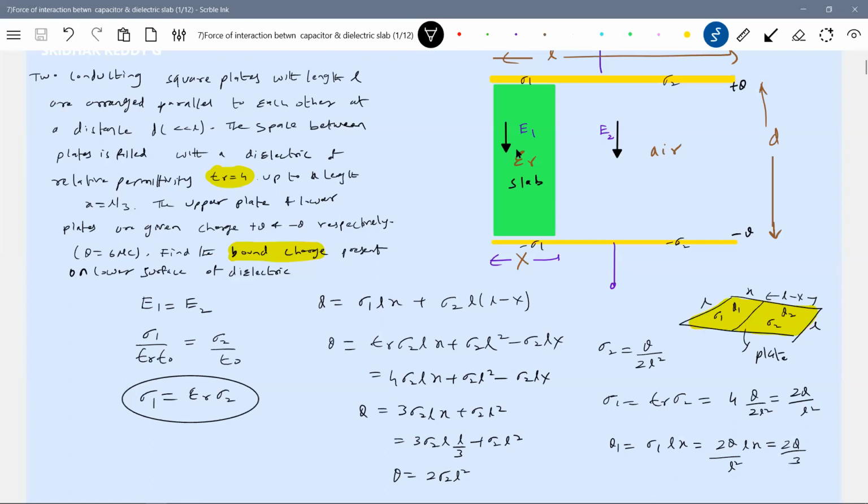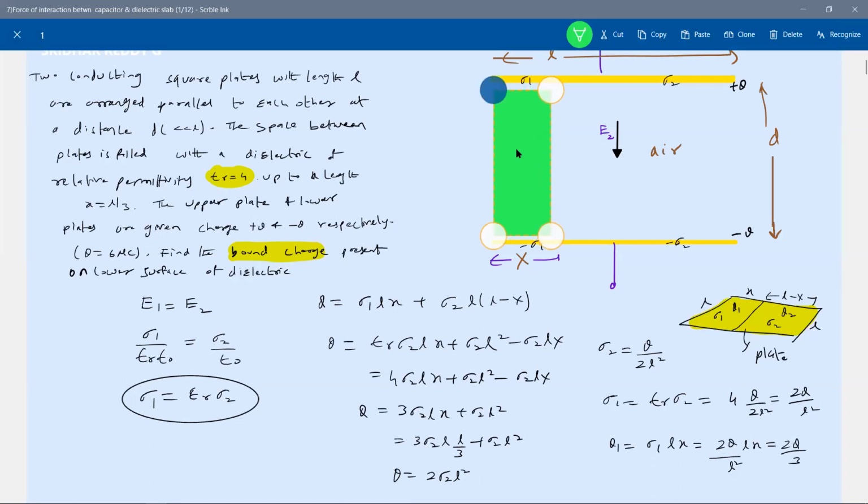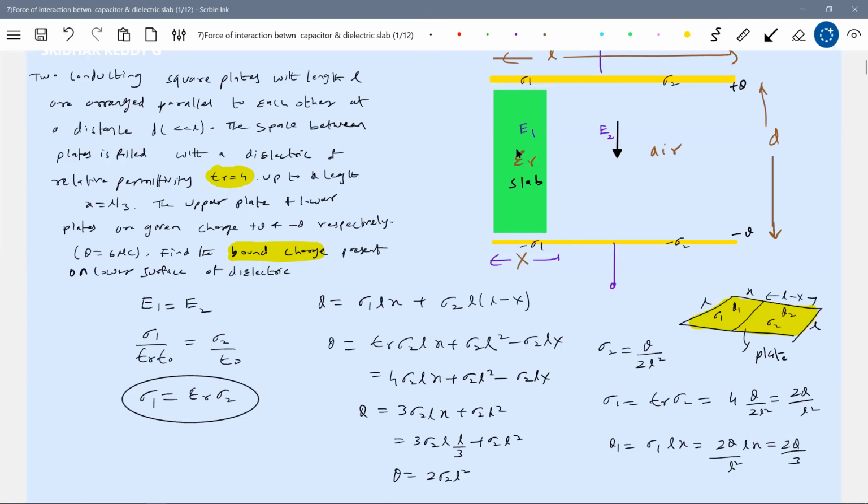Okay, now let's come to the question. Find the bound charge present on the lower surface of the dielectric slab. What do you mean by this? The dielectric slab is here. I will show it slightly bigger because I have to show the distribution of charge. The gap is what you have to neglect. Here, the dielectric is present.